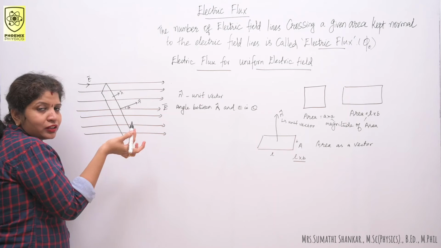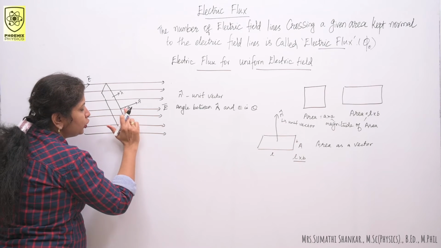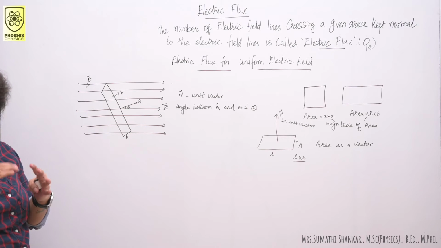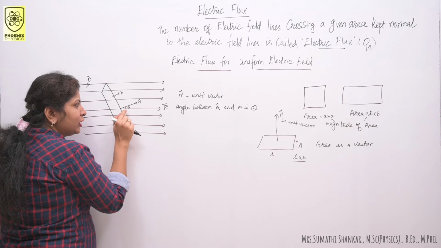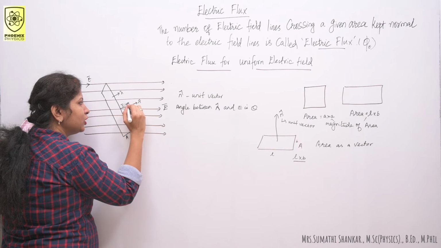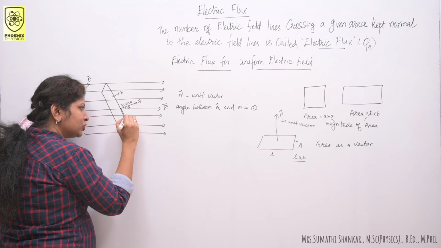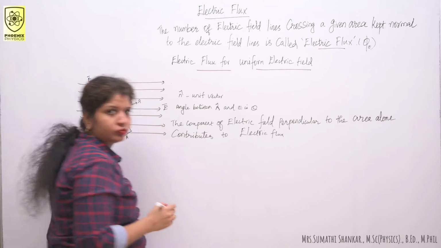What is this E vector? Electric field vector. Now you can resolve this into two components: one is the horizontal component, another one is the vertical component. The adjacent side of theta is nothing but E cos theta. The vertical component is E sin theta.